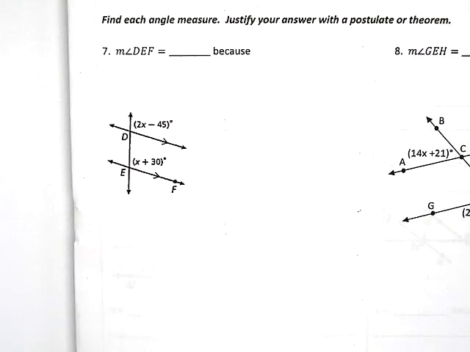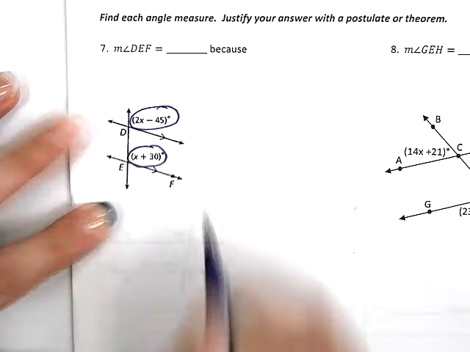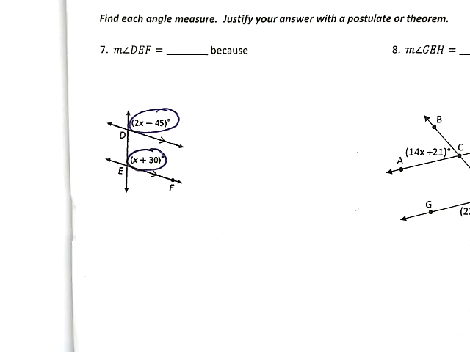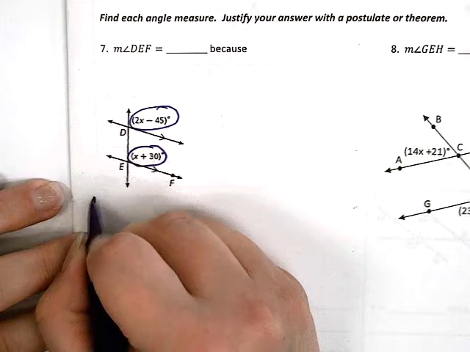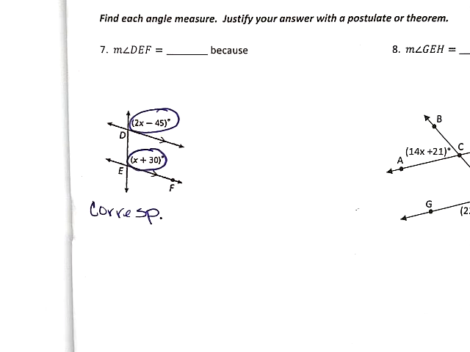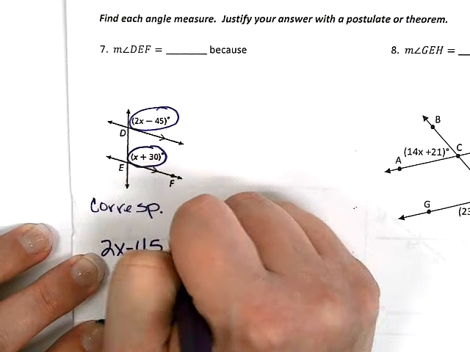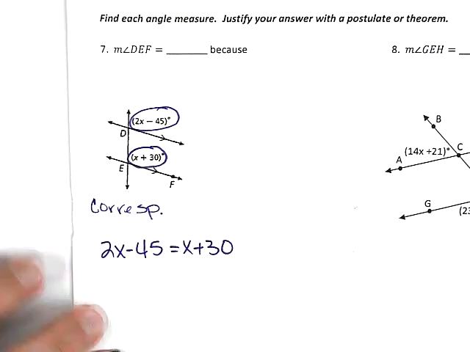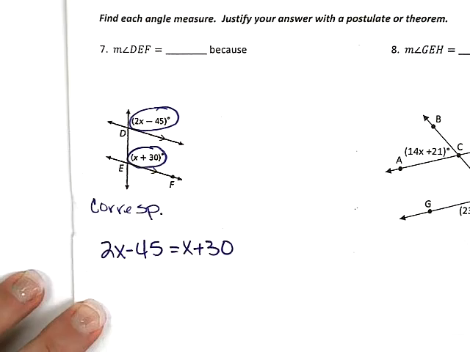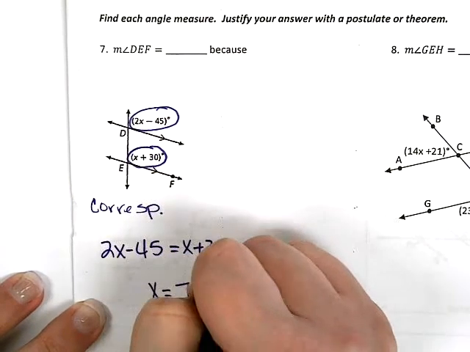It is very similar to the one that we just did, but let's take a look. We've got this angle right here and this one right here. Hopefully you guys agree with me when I say that those are corresponding angles. If I have corresponding angles, I know that they are also going to be congruent to each other. So I get 2x minus 45 equals x plus 30, and we can solve for x from there. Subtract x, add 45. We'll end up getting x equals 75.